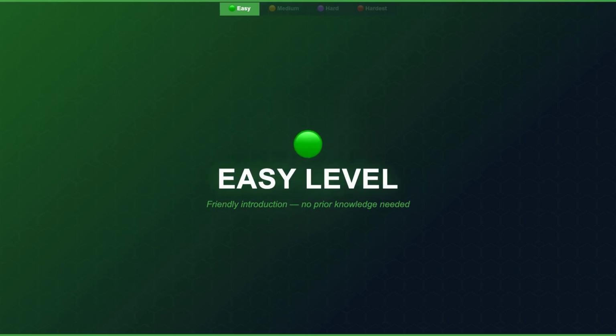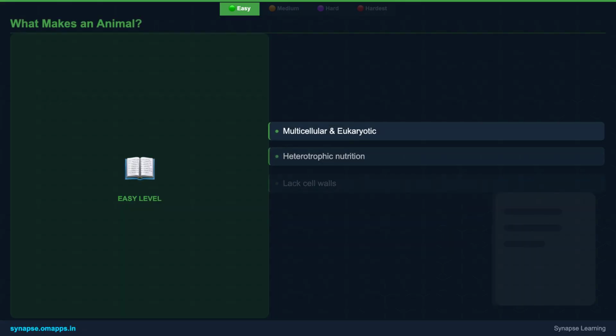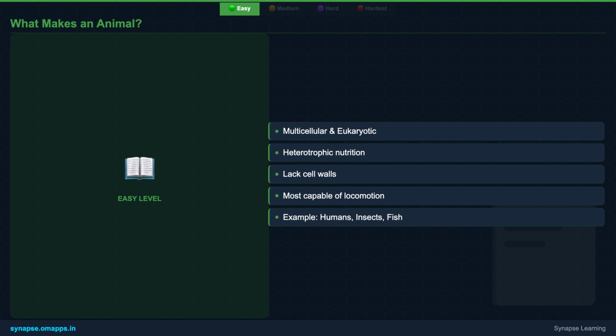What truly defines an animal and its most basic body plan? On this slide, we explore the very definition of an animal. Remember, animals are multicellular, eukaryotic organisms, meaning their cells have a true nucleus. Crucially, they are heterotrophic, they obtain nutrition by consuming other organisms, and their cells lack rigid cell walls, unlike plants. Most animals also exhibit some form of movement. Think of a human, an insect, or a fish, they all share these core characteristics.